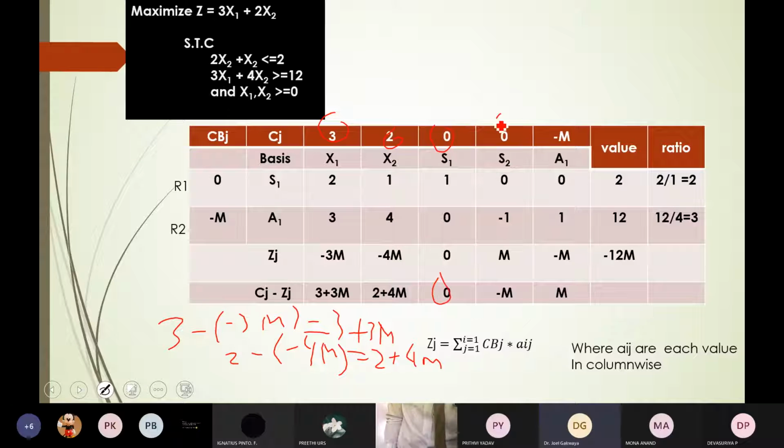This one and this one. Is it clear? Is it correct?